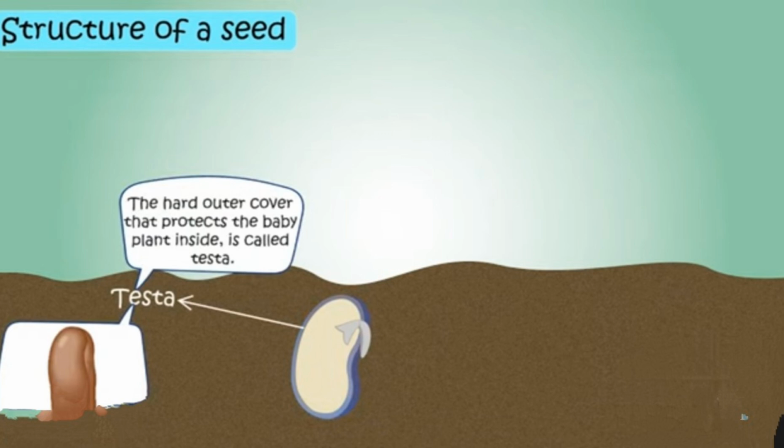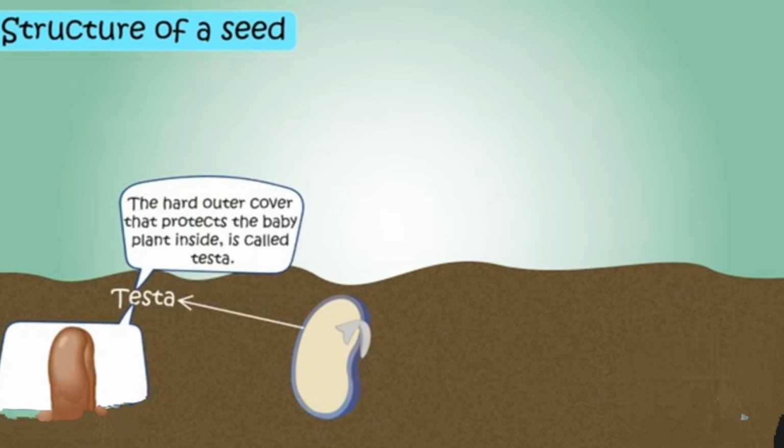Here there is a hard outer cover that protects the baby plant inside, called the testa or seed coat. This is the first and foremost part of a seed. It protects the seed from harsh weather conditions and unfavorable conditions. Even we wear clothes to protect us from the rain, winter and the sun. Right? Even the seed has a protective layer that is called the testa or seed coat.